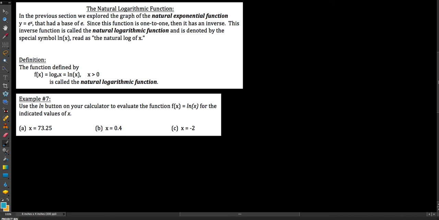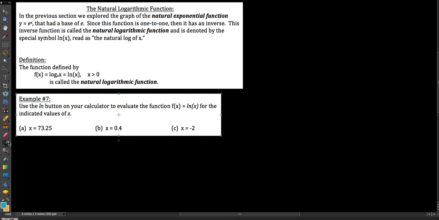It says in the previous section we explored the graph of the natural exponential function. This was y equals e to the x that had a base of e. So that Euler number there, this is a very common base we use, especially when we model things with exponential growth and decay. And so it is fair to say that we do want to define this function as well with a base of e. So when we see this function defined by y equals log base e of x, what I want you to know is that we often write ln of x.